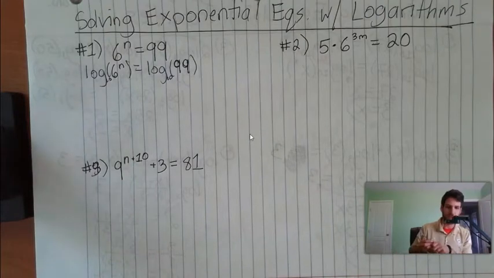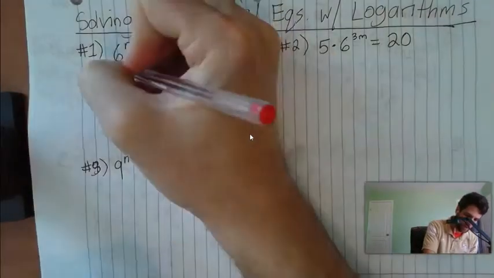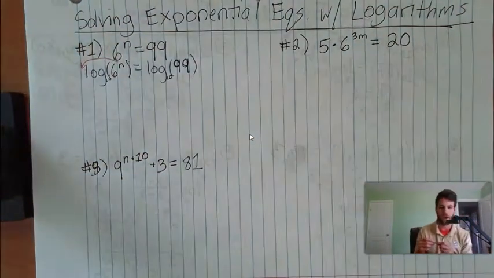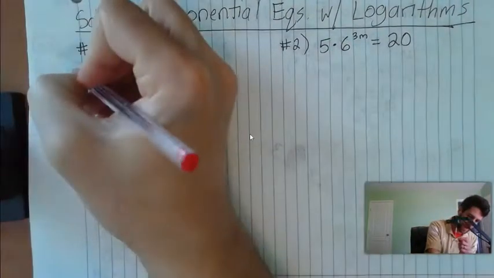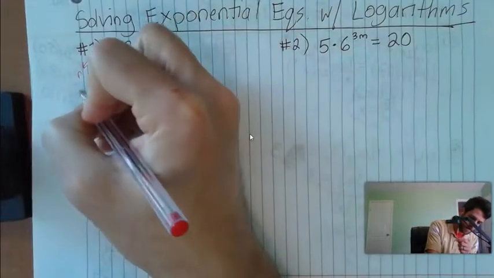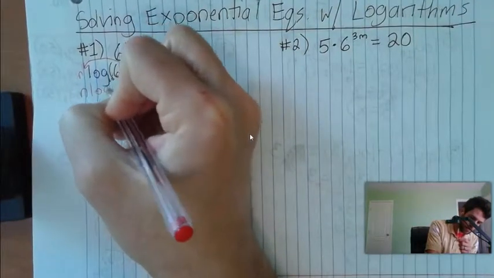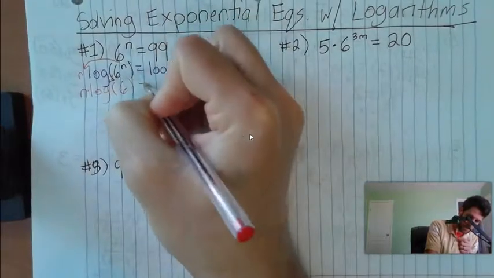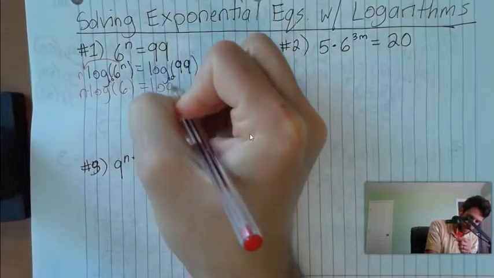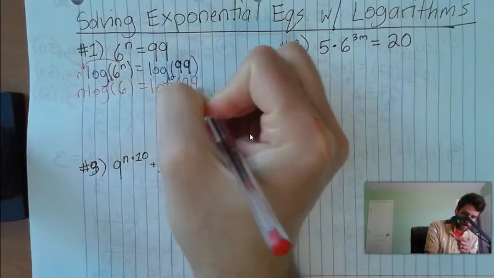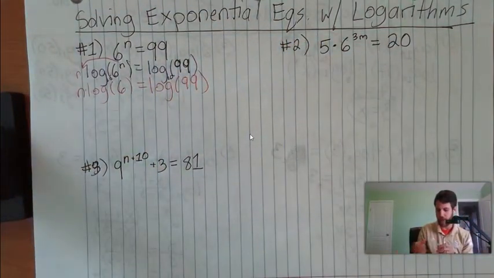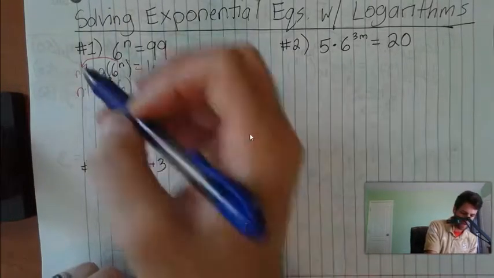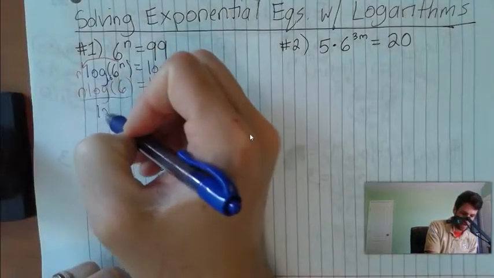The next thing we will do would be to move the n to the front using the power property of logarithms, so we would have an n in the front there. So now our equation that we're working with is n times the log of 6 is equal to the log of 99. And the last step that we need to do would be to divide by log of 6 on each side.